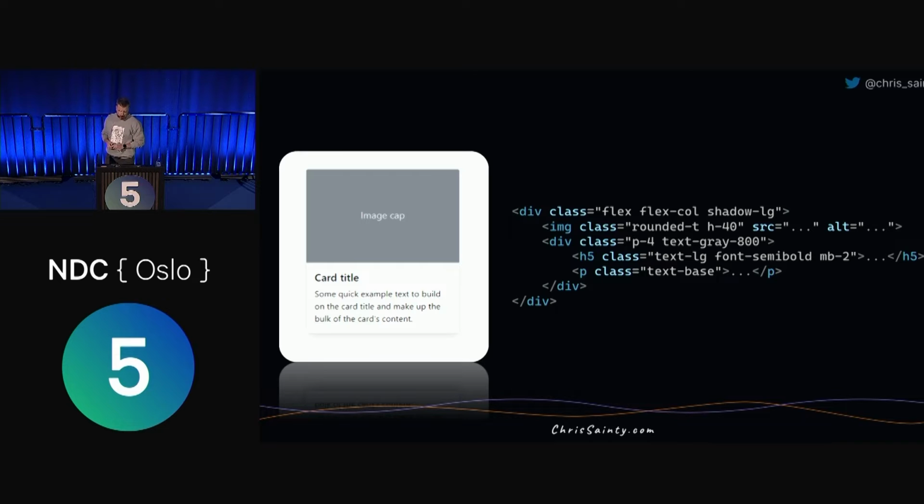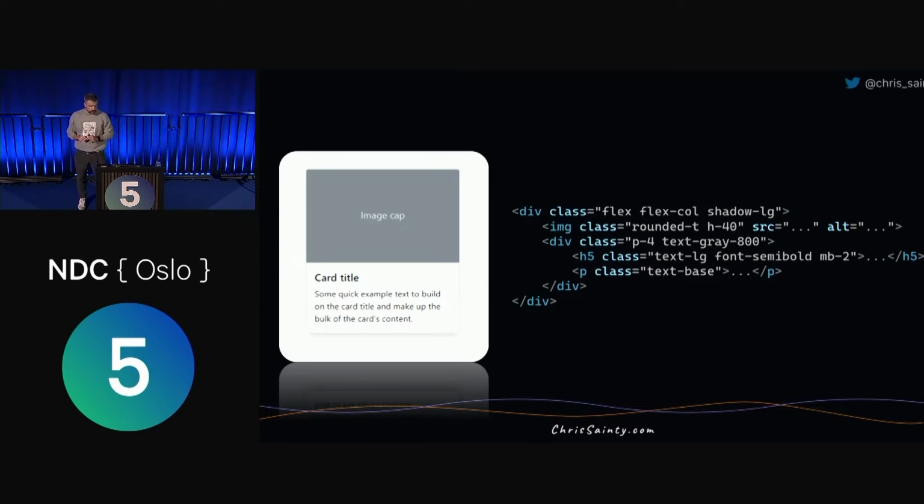The image: rounded-t and h-40. So rounded-t is because it's got slightly rounded top corners, and h-40 is to do with the height. Okay, and now 40 doesn't actually map to a pixel value or a rem value here. It maps to a value in Tailwind's design system. And this is a very important thing to understand about how Tailwind works. And we're going to look at the design system a bit more in a second.